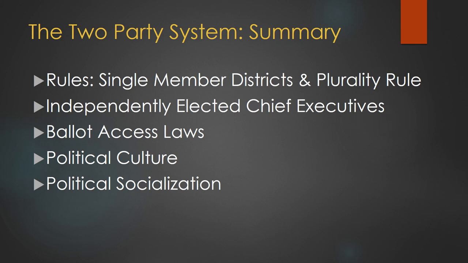So I hope that all of that has helped you to understand why we have a two-party system here in the United States. The most important factor is that we have a single-member district system for electing representatives to government. We also use the plurality rule for deciding our elections. These are the two most important factors for determining whether or not any government is going to predominantly have a two-party system or a multi-party system.